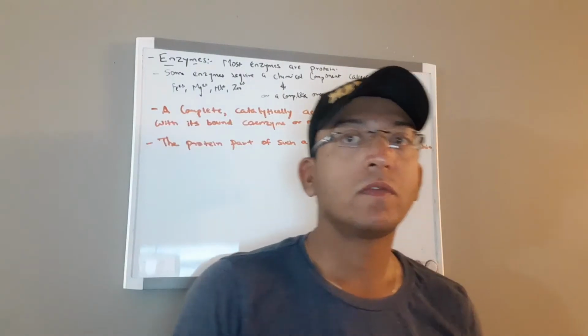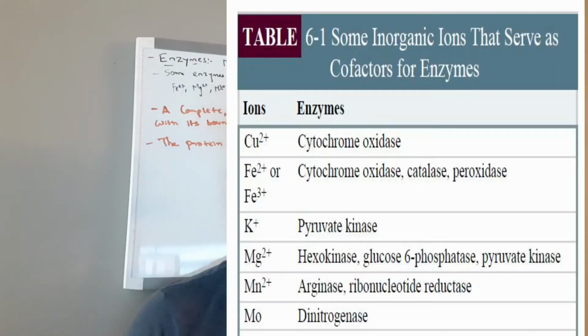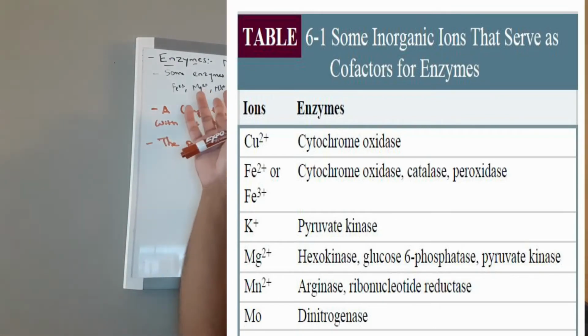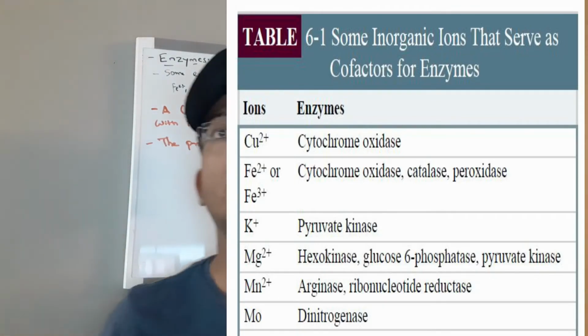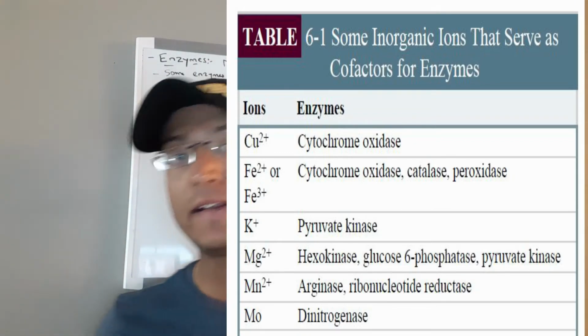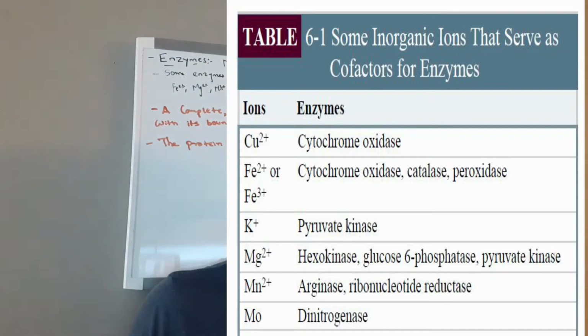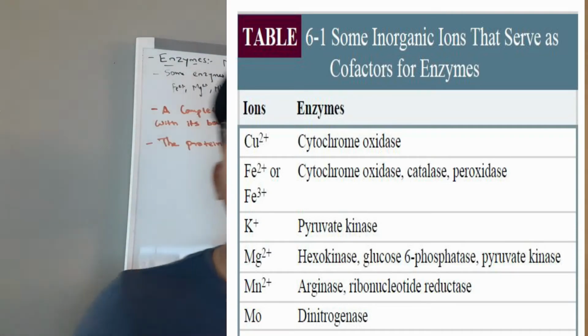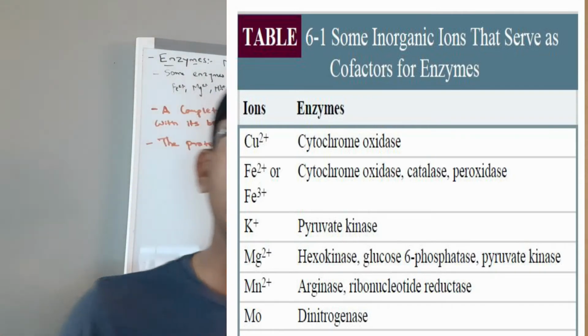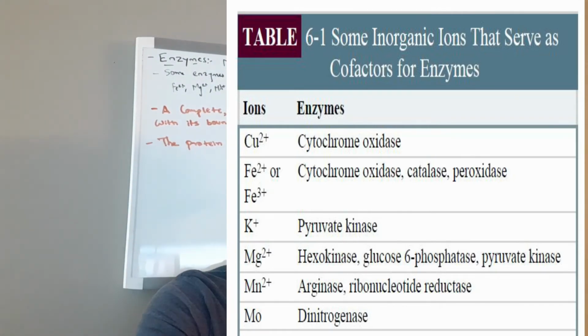On your screen you can see a table that shows some inorganic ions that serve as cofactors for enzymes. As you can see, Fe2+ is the cofactor for cytochrome oxidase, catalase and peroxidase, and potassium is for pyruvate kinase. So those are some of the examples you can see in the table.